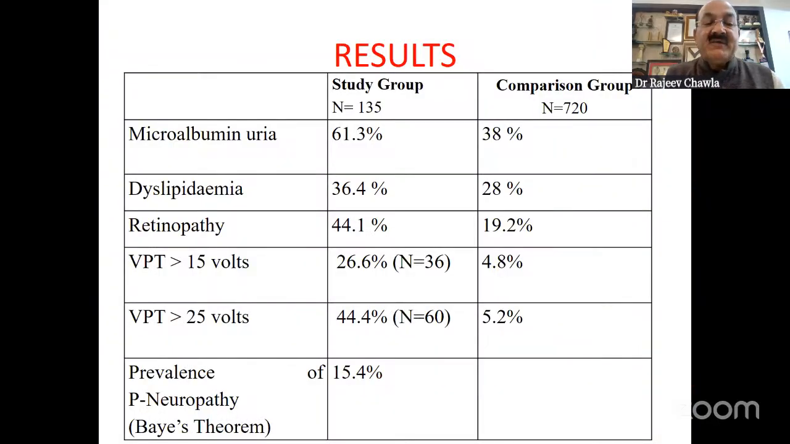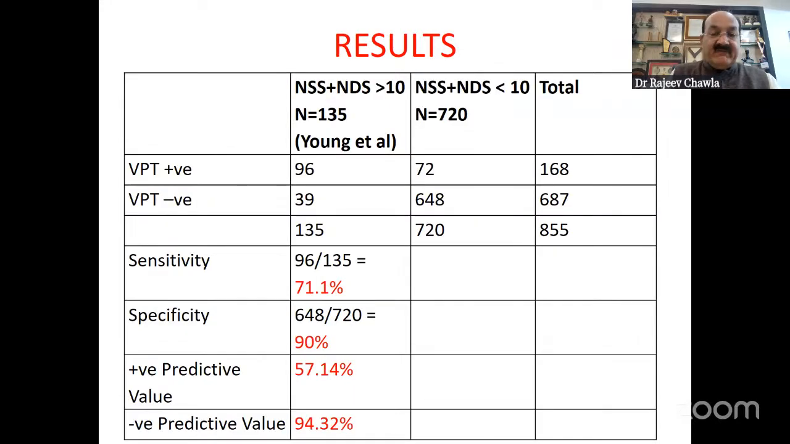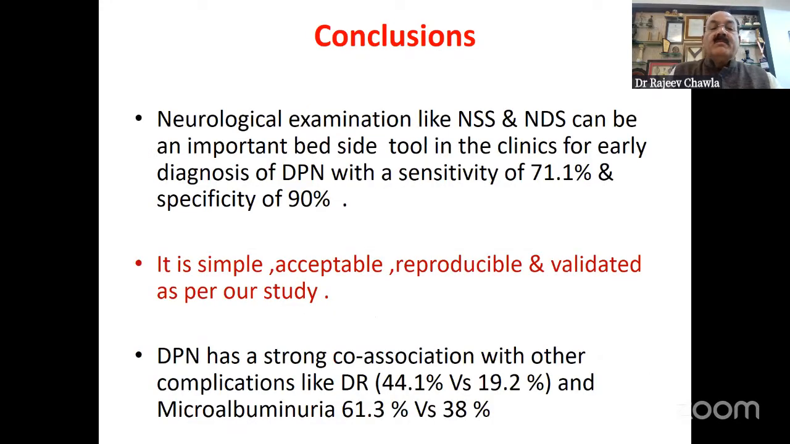So in our study, as I told you, peripheral neuropathy was seen in 15% of patients, and most of these patients had sensation with more than 25 volts, which can be felt. And we tried to correlate it with microalbuminuria and retinopathy. I have already told you. And we said that based on our study, the sensitivity of picking up peripheral neuropathy was as high as 71%. Specificity was 90%. It had a positive predictive value of 57%, and a negative predictive value. That means if this is normal, you can almost predict that the patient has no peripheral neuropathy.